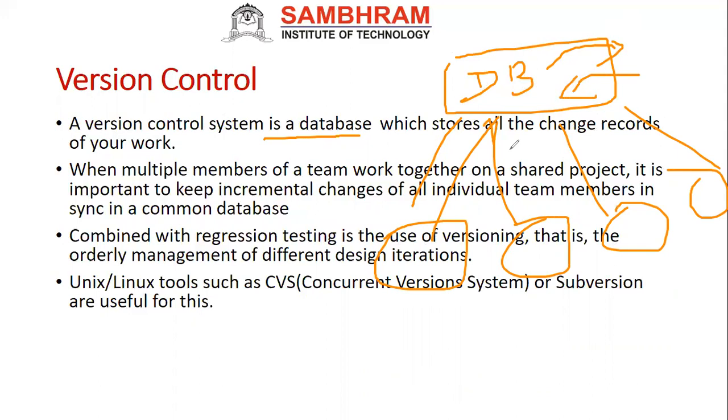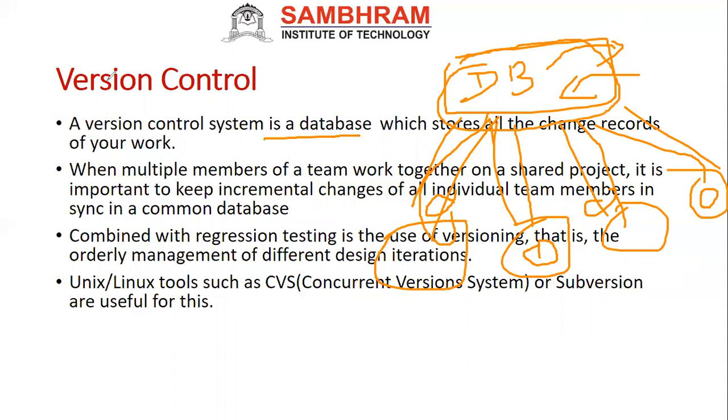Now when multiple members of a team work together, because one system has different modules worked on by different teams, it is like a shared project actually. So it is important to keep the incremental changes of all individual team members synchronized in a common database. These people may make some changes, those people may make some changes, and this one also may make some changes. Once the changes occur, they have to update. Once they make changes, the update again gets updated, here also it gets updated. Totally, the database completely gets updated.